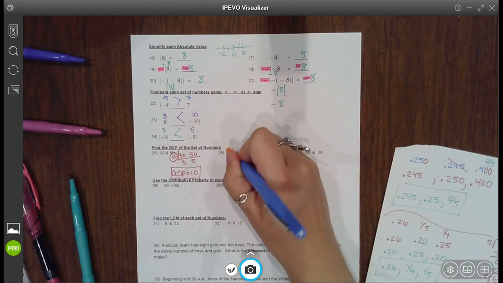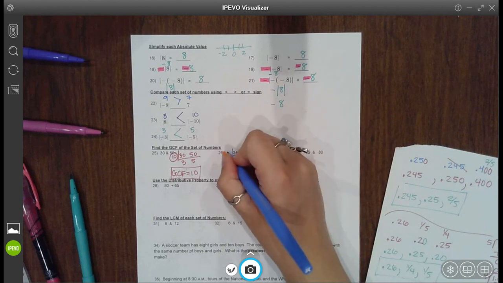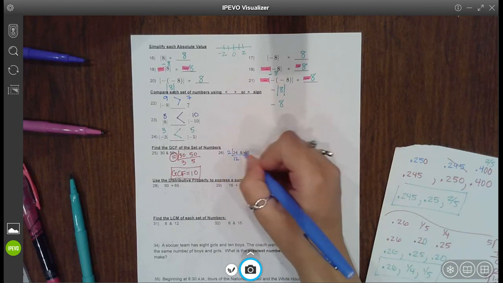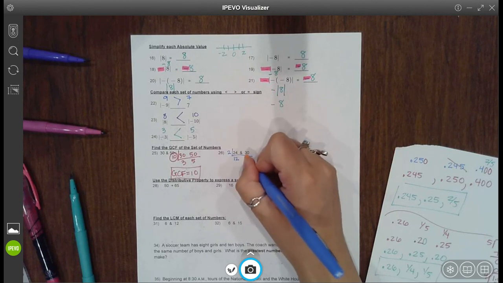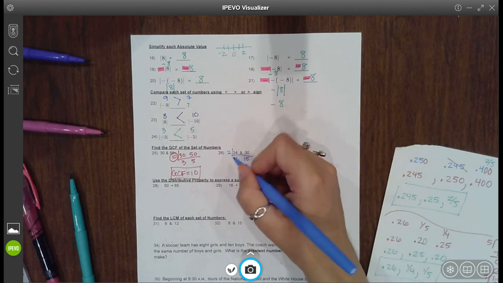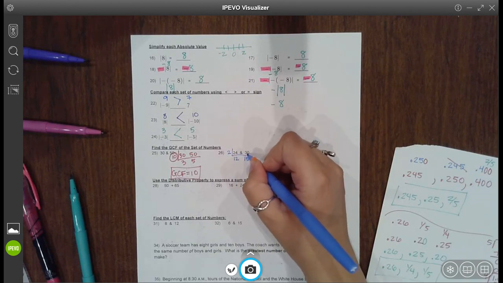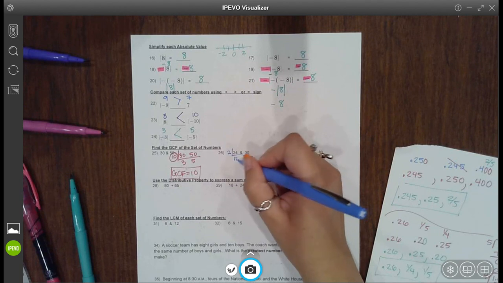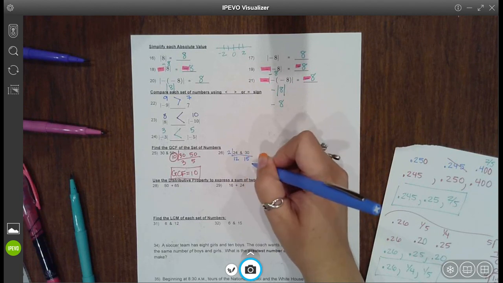Okay, let's try this one. I'm going to start with 2. 2 goes into 24 12 times. 2 goes into 30 15 times. Let's just double check. 2 times 12 is 24. 2 times 15 is 30. Yep.